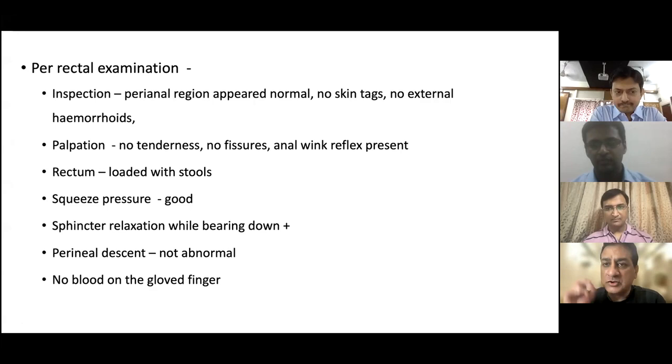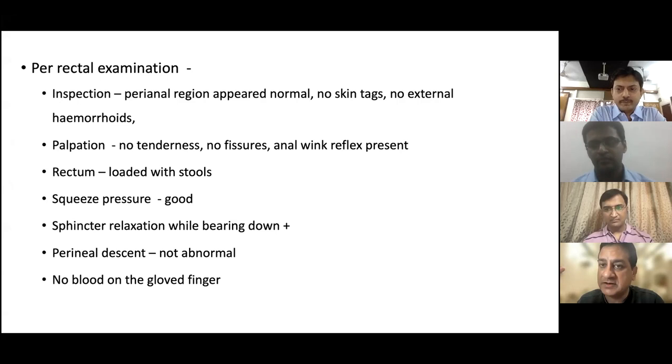This is a normal phenomenon. As your patient tries to pass stool, the sphincter should relax. But in pelvic floor dyssynergia, the sphincter will contract. So this is called paradoxical contraction of the sphincter, and this is a very important sign.